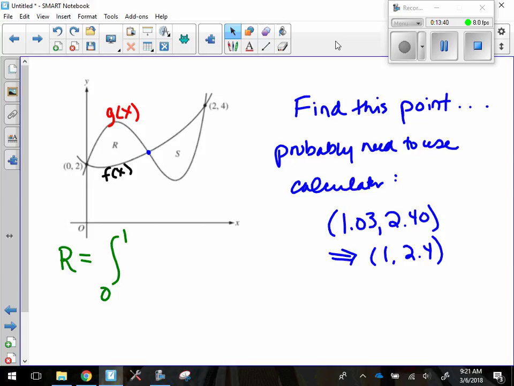Well, yeah. If you're finding f of x minus g, yeah. Which is why, this is a perfect example of where you should not memorize the formula. You should understand what the formula means.